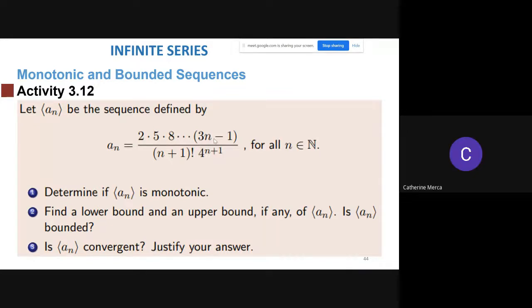The numerator? No, ma'am. This is the formula. Your first term, when n is equal to 1, is only 2 on top, because it is 3 times 1 minus 1. What is 3 times 1 minus 1? It is 2, right? So your second term becomes 2 times 5.